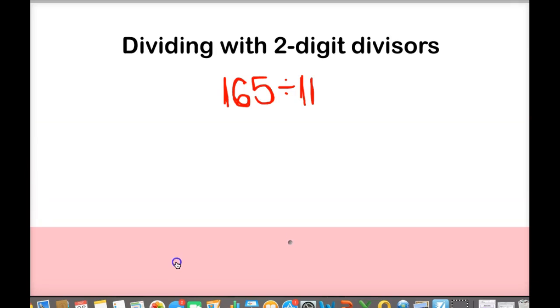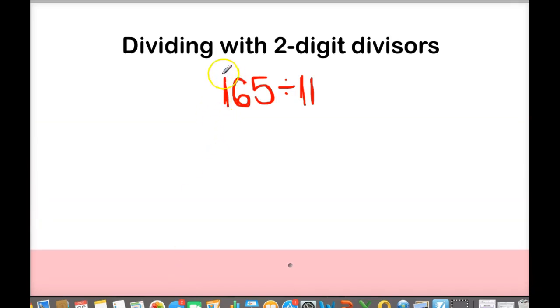The way I'm going to do that is I'm going to first look at my hundreds place. As you can see in my hundreds place, I have a 1. That means I have 100. So I'm going to draw my square for my 100. When I look at my tens place, I have 6 tens. So that's 1, 2, 3, 4, 5, 6.